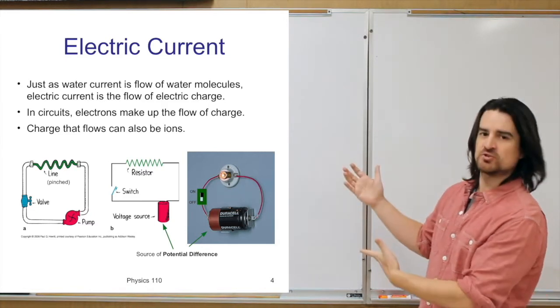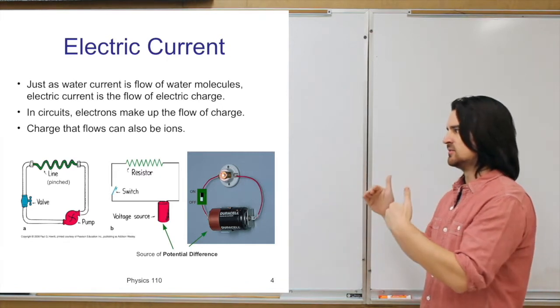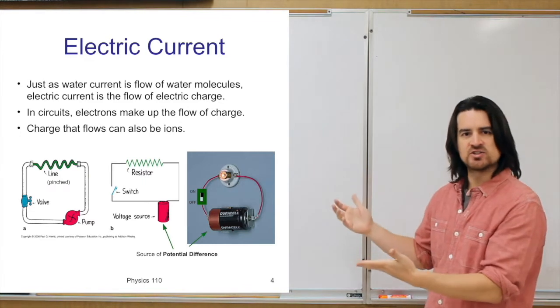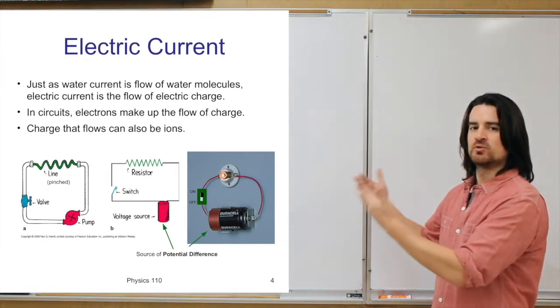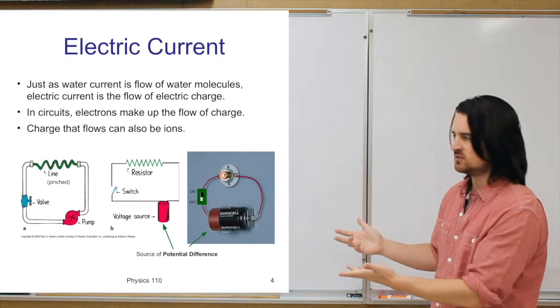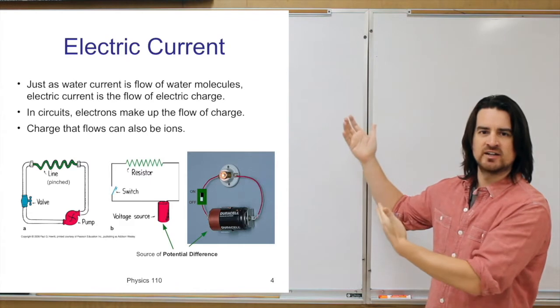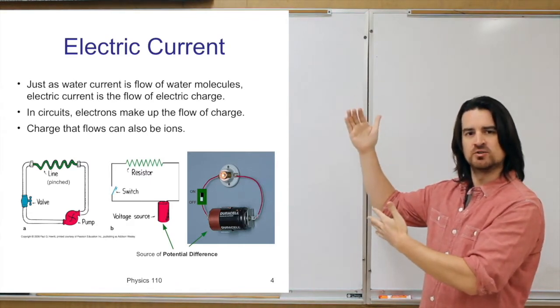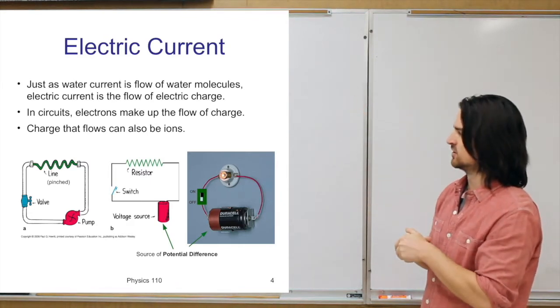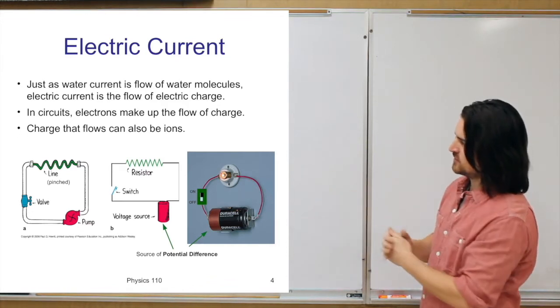But that picture is a nice basic analogy for how a simple electrical circuit will work. In that picture, you have a pump. You don't need to worry about the valve, but you also have a pinched line that resists the flow of that water in the loop. So go to picture B here.